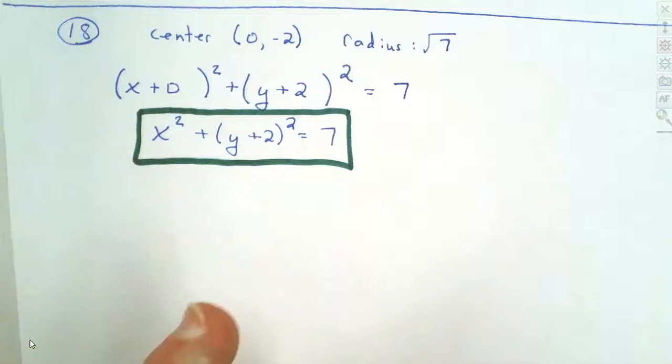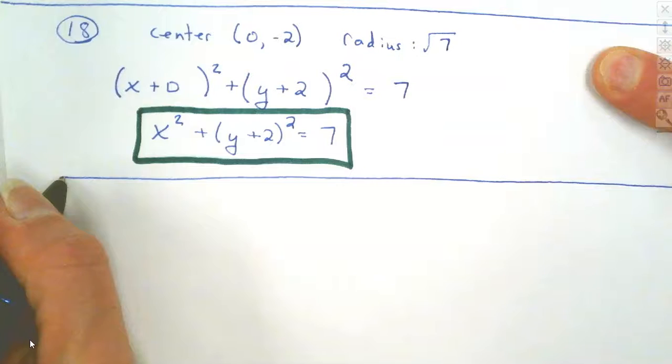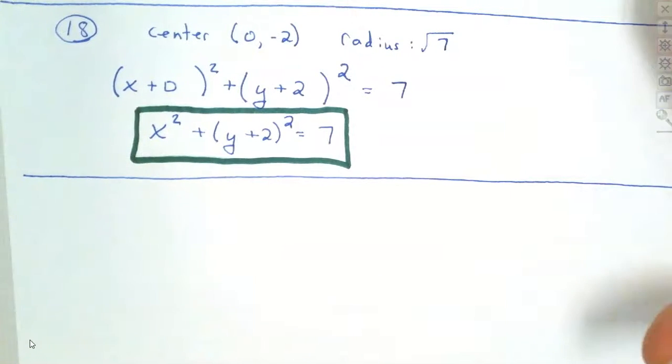But I guarantee what's going to happen is someone will forget to switch the signs. So there are a lot of very easy questions in here, to just make sure you know how to do the concepts. 17 is another good one to look at. And it also talks about a circle.